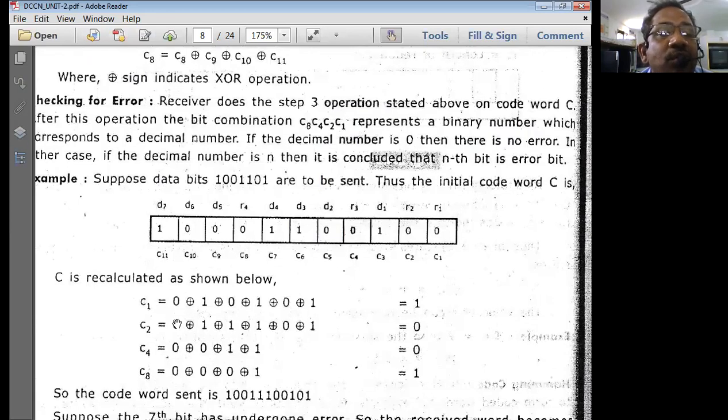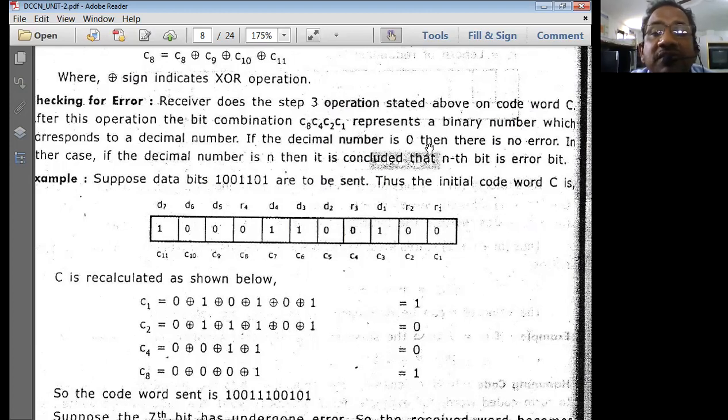So let us go with the problem. Now checking the error bit. The receiver does all these 3 operations stated above and finds out the code word C. After this operation, the bit combinations are taken, which is nothing but code word C, formed as C8, C4, C2, C1. They are arranged in this fashion based on the weights of these numbers, representing a binary number. Corresponding to the binary number, we find out a decimal number.